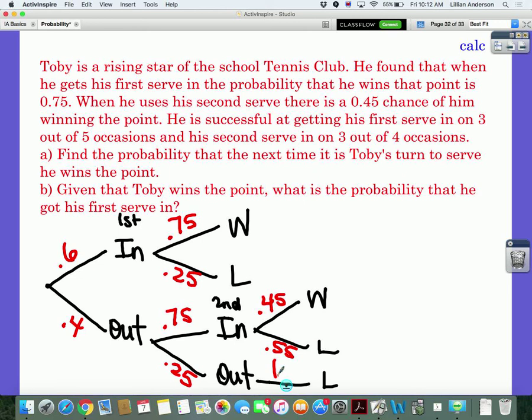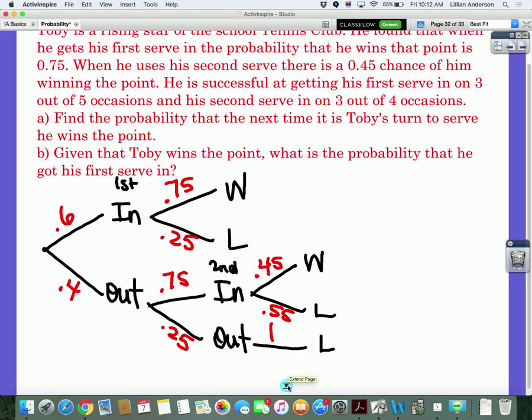So, let's find the probability that the next time it is Toby's turn to serve, he wins the point. That's what we're trying to figure out. How could that happen? What are the scenarios that can happen when he wins the point? He gets the first serve in and wins the point, or he gets it out, then gets it in, and then he wins the point. What are you going to do with those two probabilities? Add them up. Let's figure that out.